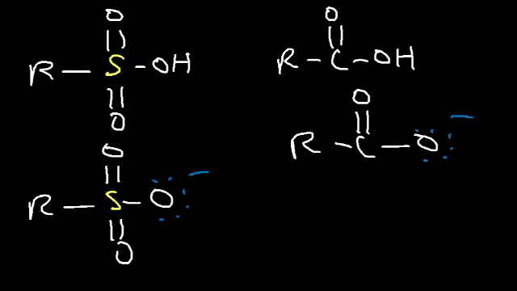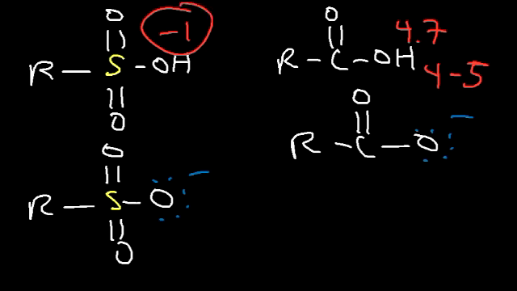The pKa of a carboxylic acid is about 4.7 for acetic acid, but for other carboxylic acids it could be like 4 to 5. For sulfonic acid it's around -1. It's in the negative region. So the sulfonic acid is much more acidic than a regular carboxylic acid.